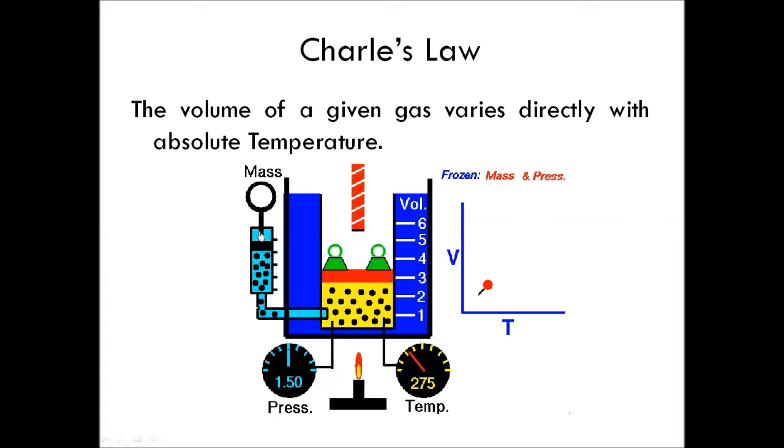You can see that this is a cylinder where we have gas, and this is a volume scale, and this is a burner for temperature, and these are meters for pressure and temperature. Let's see what it is. We can see that pressure is constant, but temperature is increasing. As temperature increases, our volume is also increasing, and when temperature decreases, our volume will also decrease. Here we can see that the graph shows a straight line, meaning volume and temperature go directly.